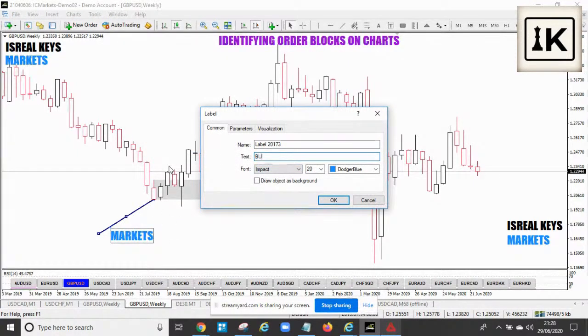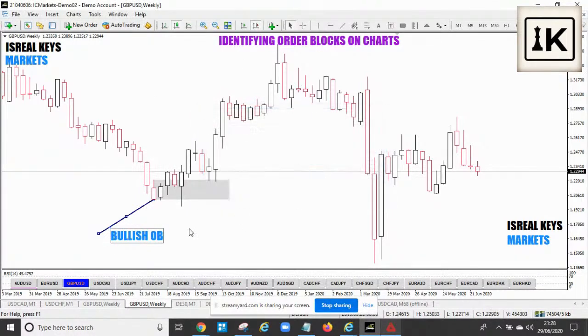Also think of it this way: bullish order blocks are always the selling candles, bearish order blocks are the buying candles. That should help you as well. So this red candle here is the bullish order block. And as price continues to rally up, it creates multiple order blocks. There's another one here, another one here, and another one here.